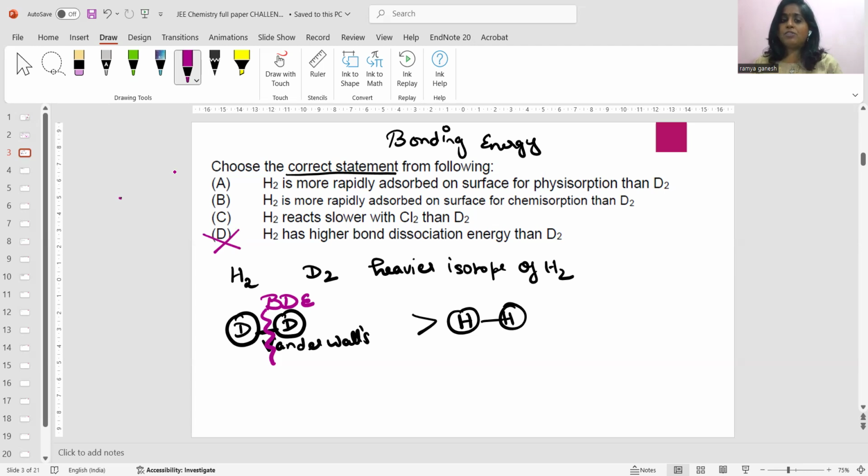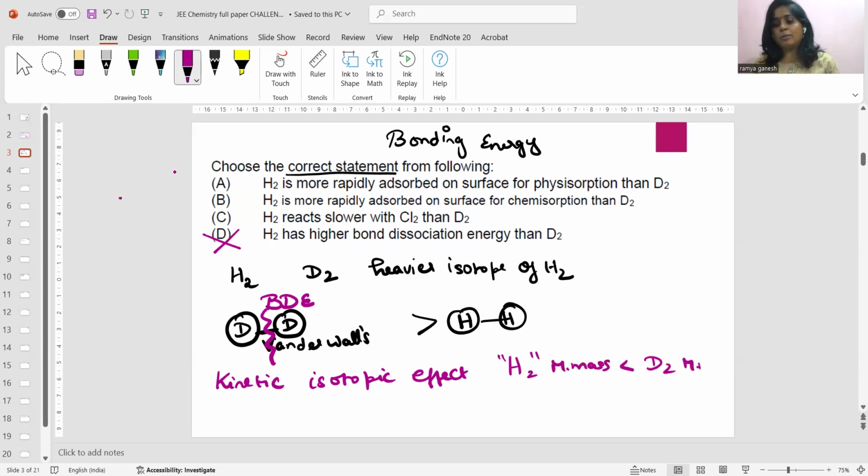The next one, hydrogen reacts slower with chlorine than deuterium. Is that a possibility? What is this effect called? Do you remember this effect? What do you call it, the kinetic isotopic effect? Yes. What does it mean? Among the isotopes, which is so kinetically labile that it can move much faster? Of course, we know hydrogen's molecular mass is lower than deuterium's. So which do you expect to go faster and react with chlorine? Obviously hydrogen. So saying hydrogen reacts slower with chlorine than deuterium is definitely a false statement again.